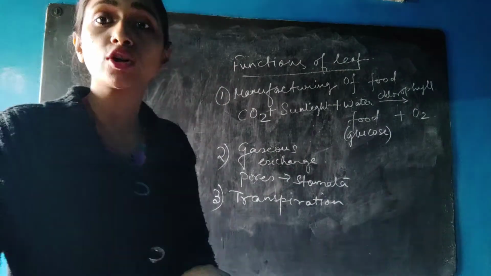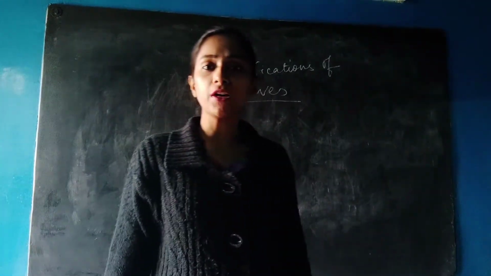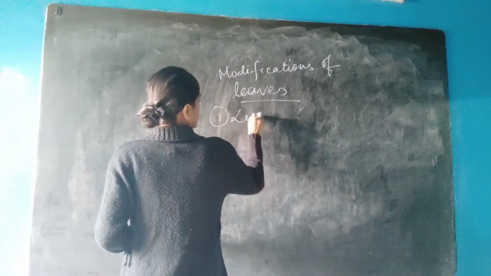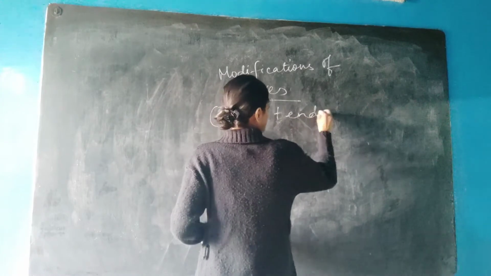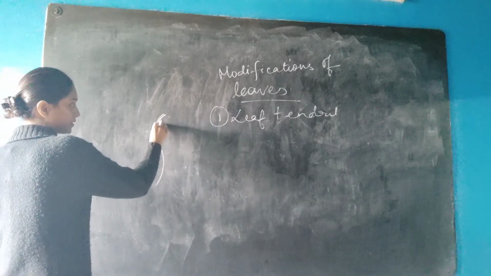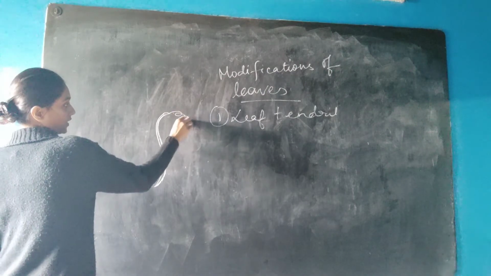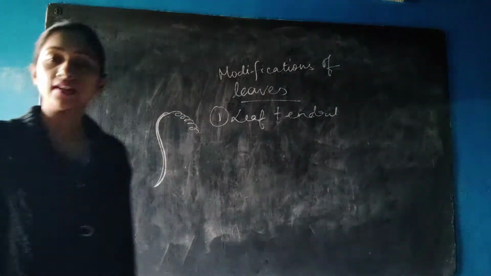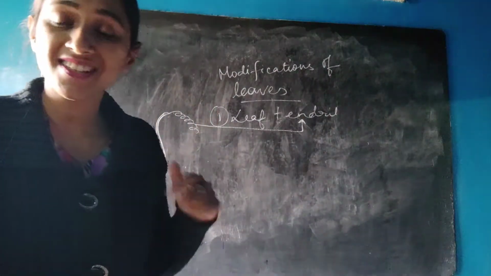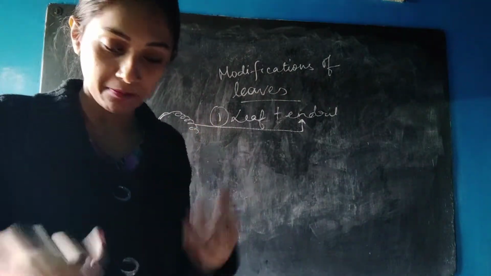Next we are going to do the modifications of leaves. So modifications of leaves, that is, leaves getting modified for certain purposes. First is the leaf tendril to provide support. What is this leaf tendril? At the end of the stem of certain plants like pea, the stem gets spiraled like this. This is the tendril, or you can say leaf tendril. It provides support when the plant is moving up or climbing up.